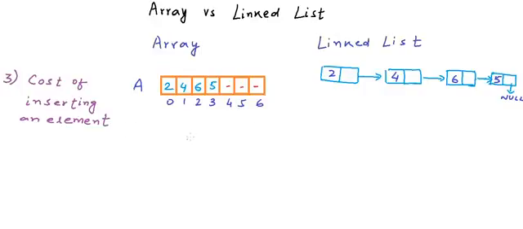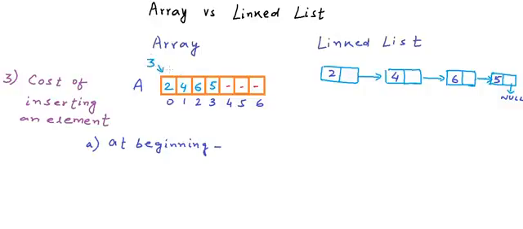Remember, when we are talking about arrays here, we are also talking about the possible use of array as dynamic list. So there can be 3 scenarios in insertion. First scenario will be when we want to insert an element at the beginning of the list. Let's say we want to insert number 3 at the beginning of the list.